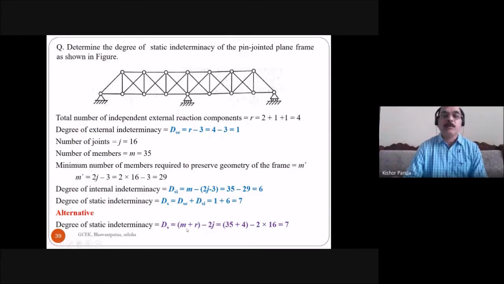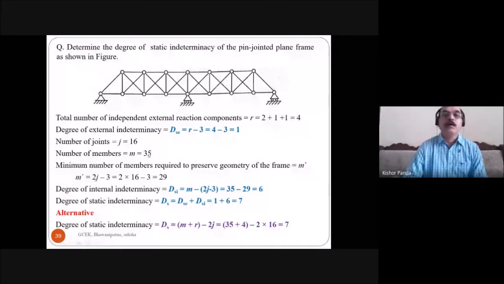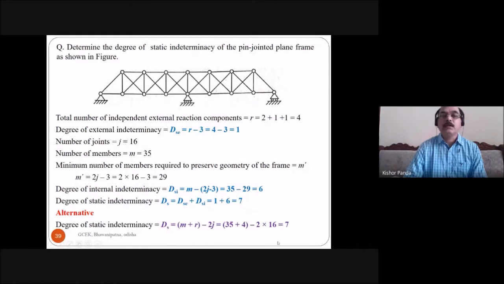DS is equal to m plus r minus 2j. So m plus r is equal to 35 plus 4, and minus 2j. Here you know j is 16, 2 into 16. After simplifying, you get the degree of static indeterminacy is equal to 7.